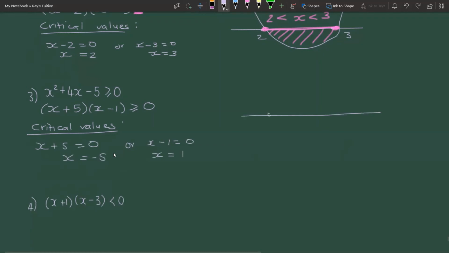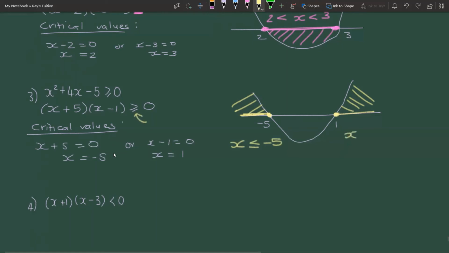Again, we're going to plot a positive parabola through our critical values. So minus 5 is less than 1, a positive parabola, and then what we are looking for is where it is greater than or equal to 0. Greater than or equal to is where it's above the line. So again, we have that bit, and we have to write it as an inequality. This part here is x is less than or equal to minus 5. And why are we using a less than or equal to? Because that was the original sign in the inequality. And x is greater than or equal to 1.